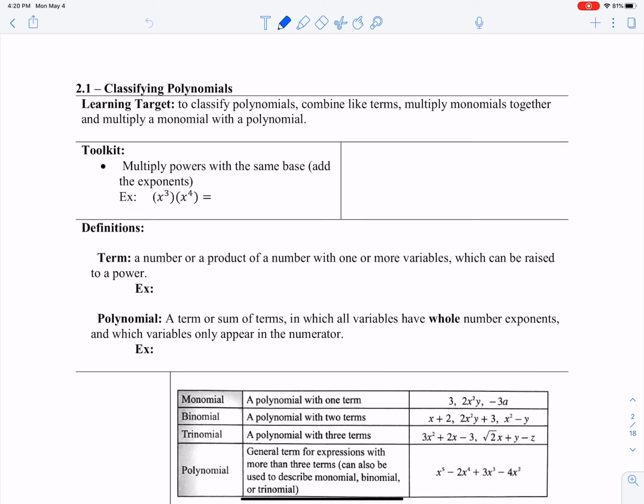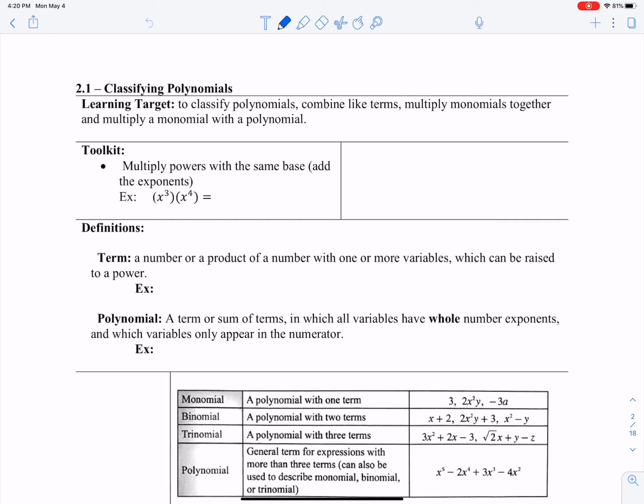Today we're going to be starting chapter 2, and chapter 2 in general is about factoring, and we're going to be looking at some polynomials, how we classify those polynomials and multiply them together.